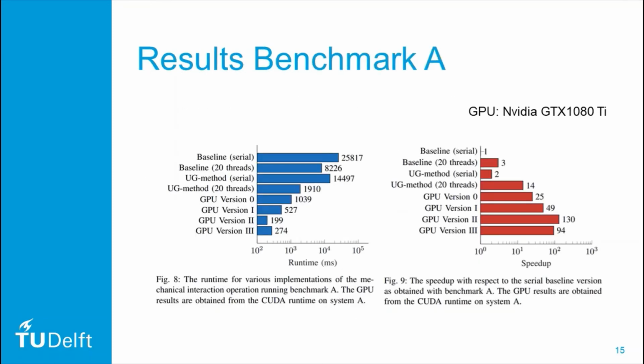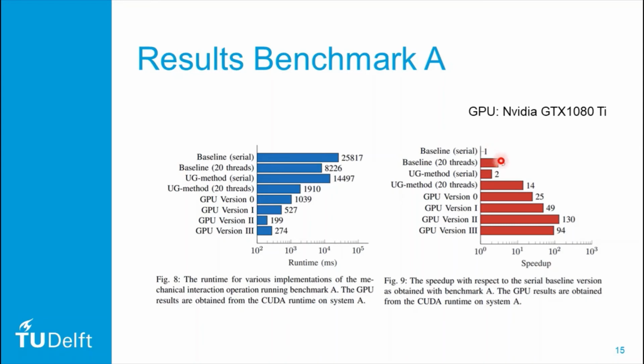The results of the first benchmark are shown in the following figure. The figure on the left shows the runtimes and the one on the right shows the speedup in comparison to the serial baseline. The different versions of BioDynaMo are listed on the y-axis. We start with a serial baseline version that uses the KD tree method. Next, we ran the baseline version with 20 OpenMP threads.